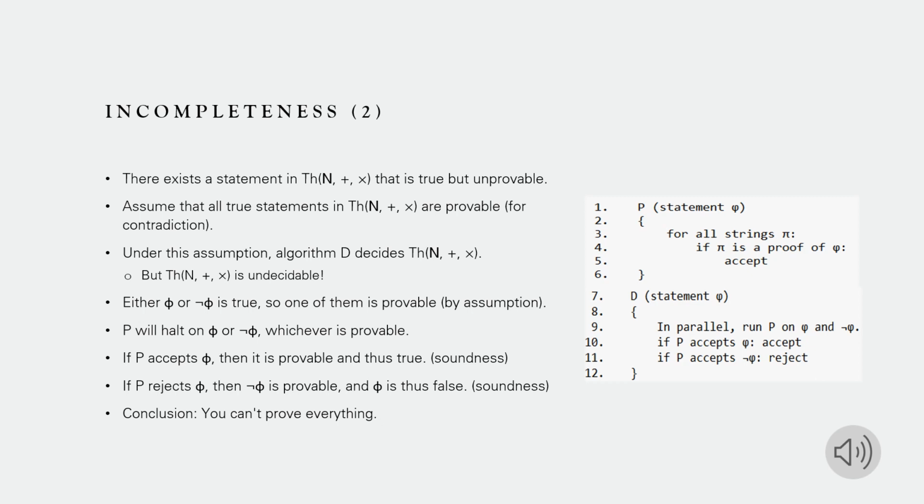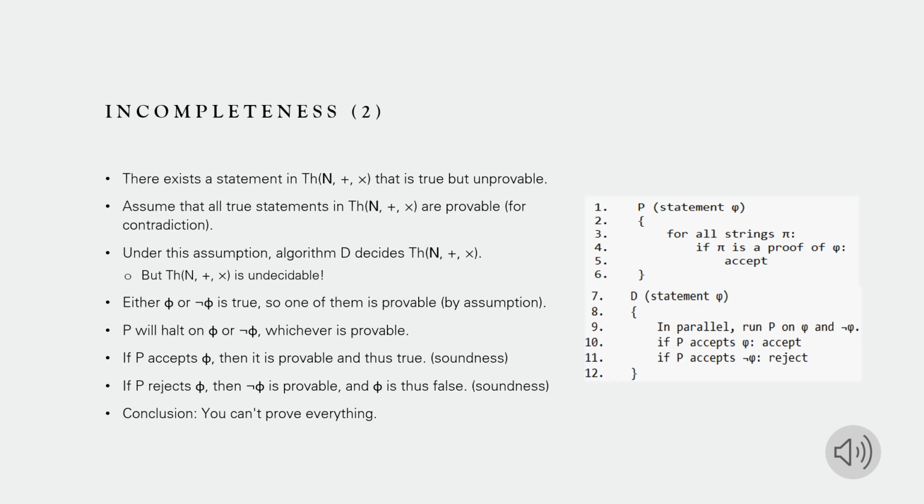This algorithm D will run P in parallel on phi and not phi. If P accepts phi, it accepts. If P accepts not phi, it rejects. Because either phi or not phi is true, one of them has to be provable by assumption, since we assumed that all true statements are provable. So P will either halt on phi or it'll halt on not phi, whichever is provable.